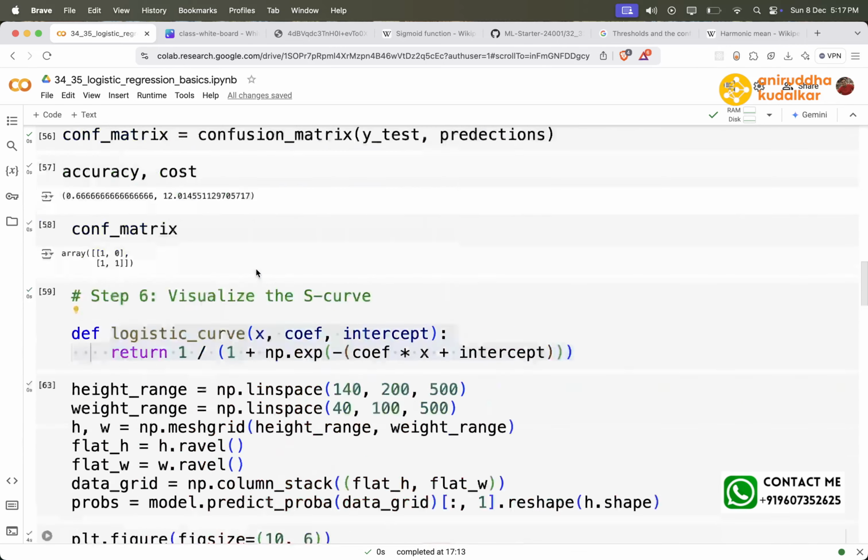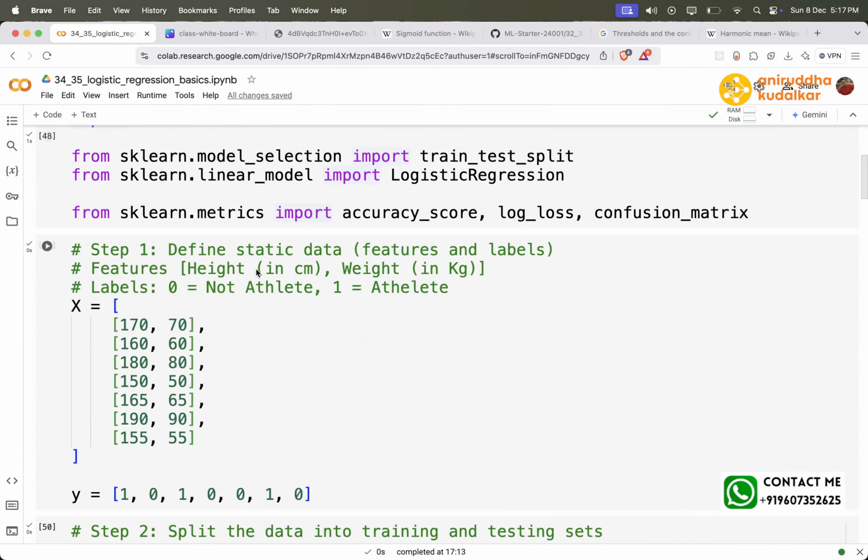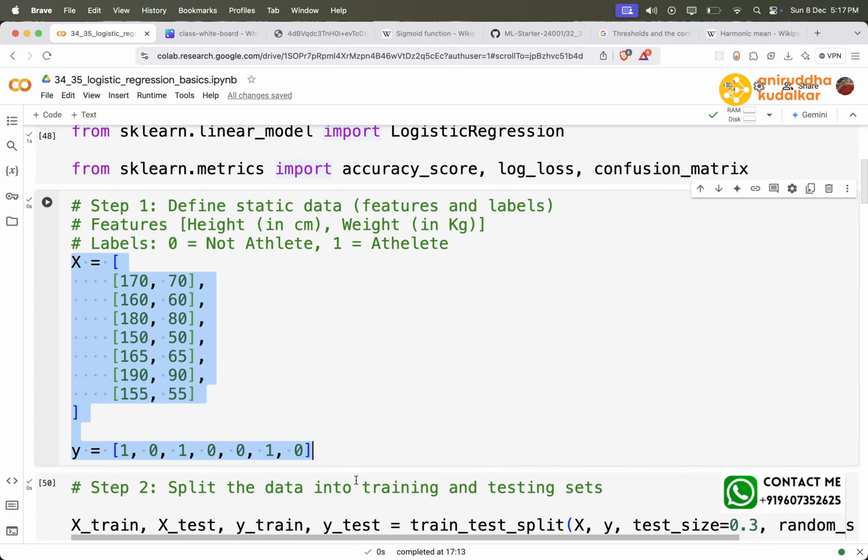The minute you look at your data, you get to know it. That's why I have taken the static data. Otherwise, I could have started directly with the actual Kaggle data set that we are going to use in the next session. So from here you can identify this is a classification problem, right? By looking at these two points, I want to conclude whether this guy is an athlete or not.